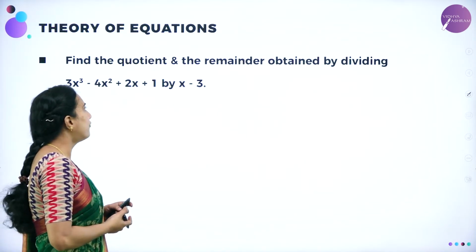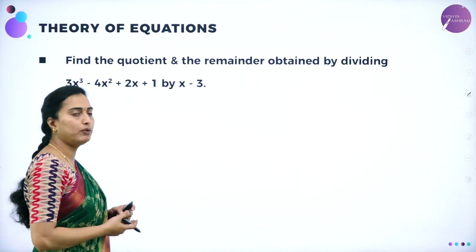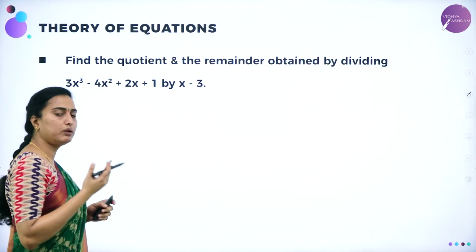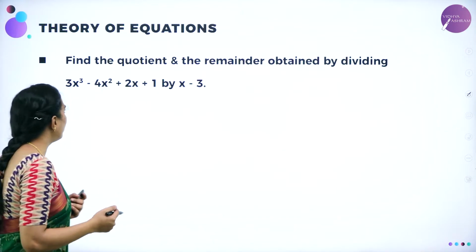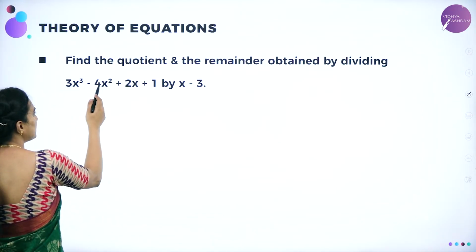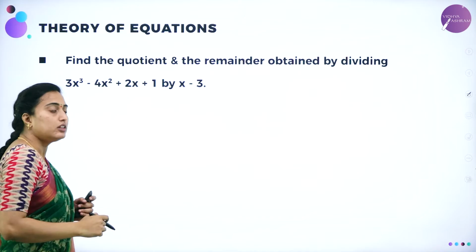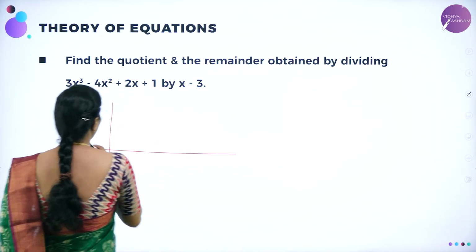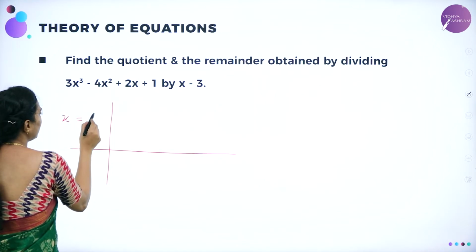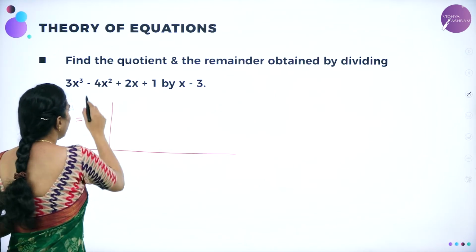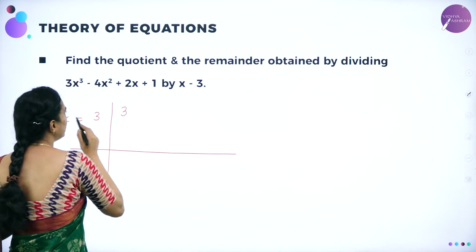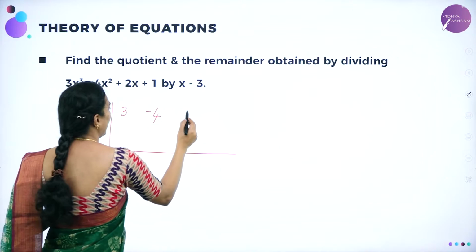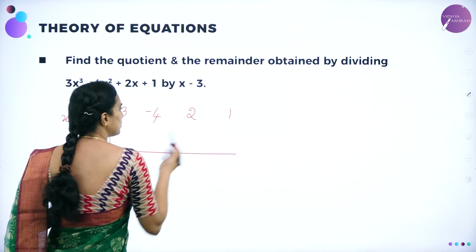They have asked, find the quotient and the remainder obtained by dividing 3x cube minus 4x squared plus 2x plus 1 by x minus 3. Same you are going to have, which is in the form of ax cube plus bx squared plus cx plus d. Therefore, x minus 3 they have given. By synthetic division method, you can have x is equal to 3 as a root. Therefore, writing now coefficient of x cube, which is 3, coefficient of x squared, which is minus 4, coefficient of x is 2 and constant term is 1.